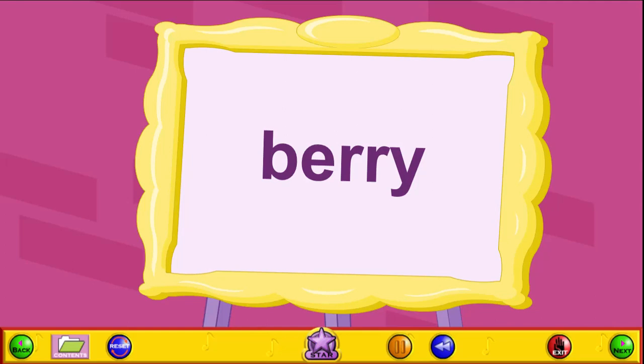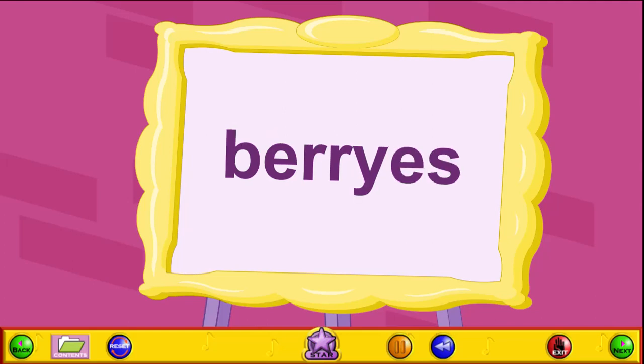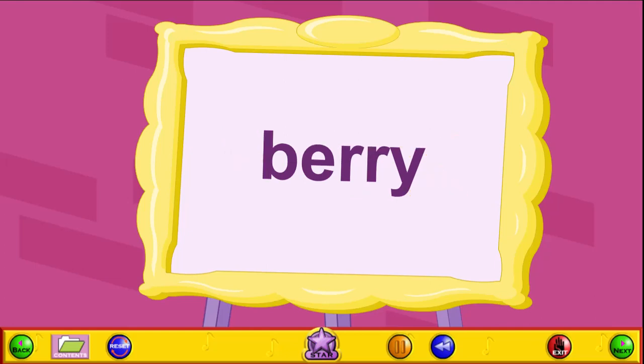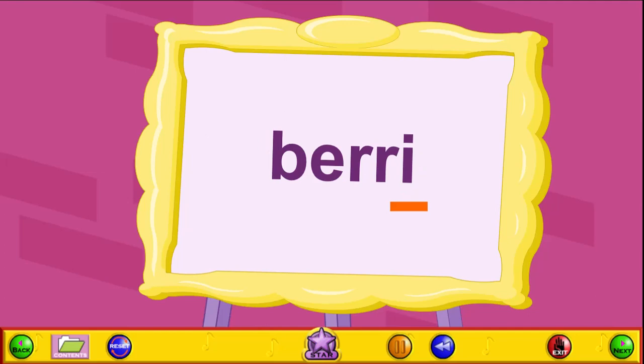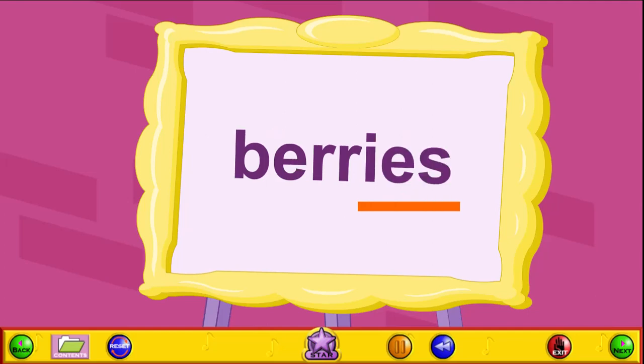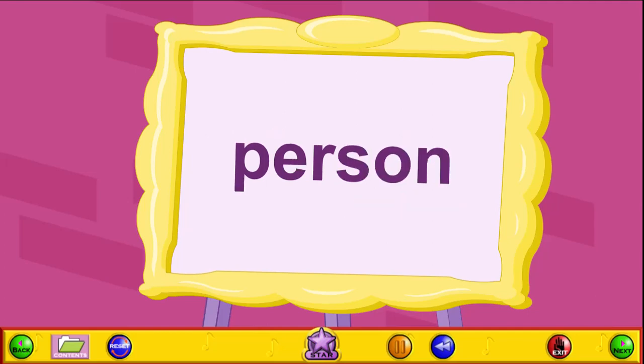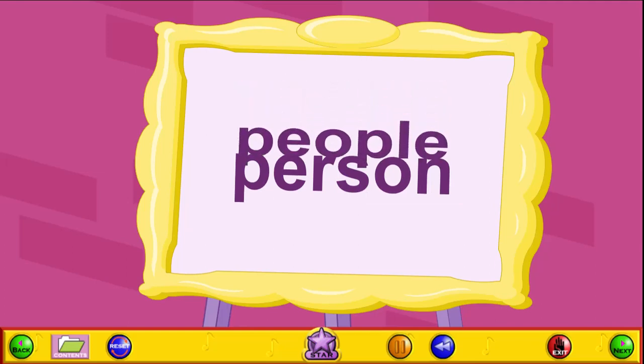But what about this word? If you add an ES to the word berry, it still doesn't work right. Sometimes, to make a word plural, you have to do something different besides just adding an S or ES. Berry has a Y at the end, so to make it plural, you have to change the Y to an I and then add ES. And the word person is really neat. To make it plural, you completely change it to the word people.